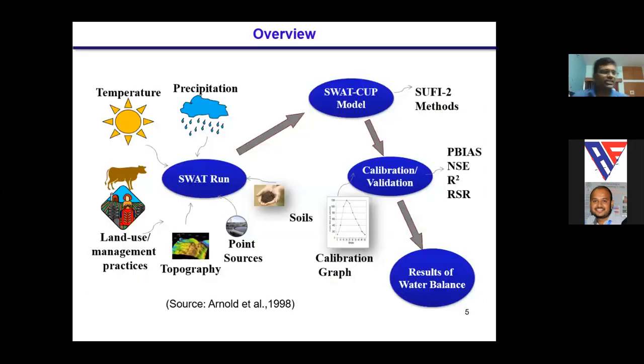This is just an interface of SWAT, showing how different components are involved in the SWAT model. These are the weather parameters, and we can run SWAT to get output related to point source as well as non-point source. And these are the land use management practices, then soils, topography. These are some of the inputs we require for running the model.